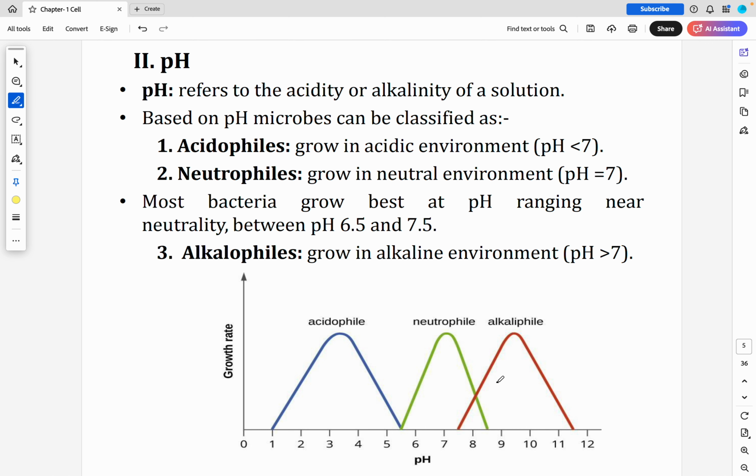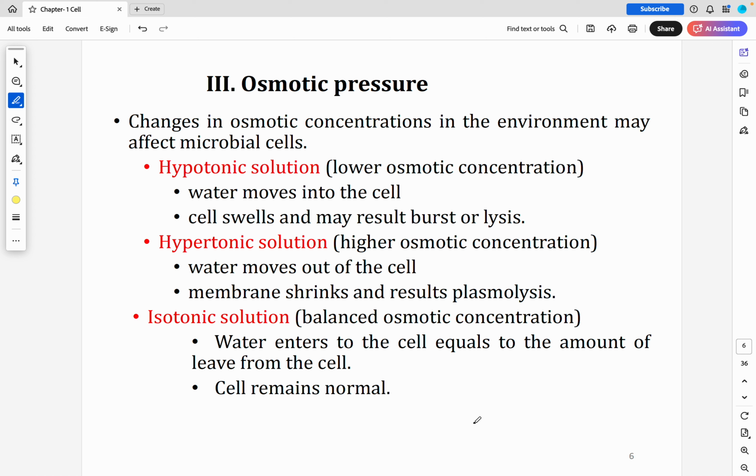Okay. Then we also have osmotic pressure as another physical requirement. So any change in the concentrations of solutes in an environment definitely affects microbial cells, as differences in solute concentration will drive water movement. Okay, so as a review, I'm sure this is not the first time that you probably encounter these terms on tonicity.